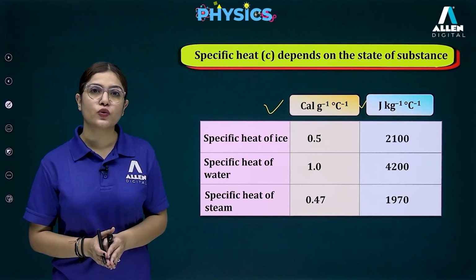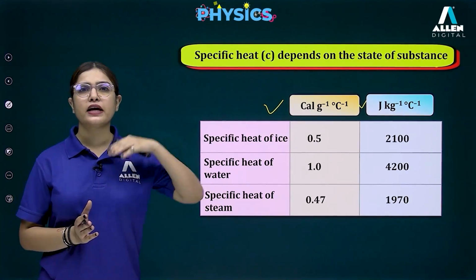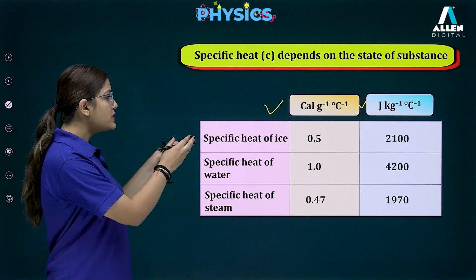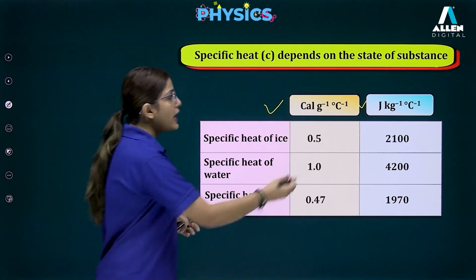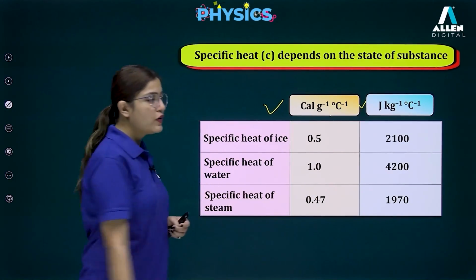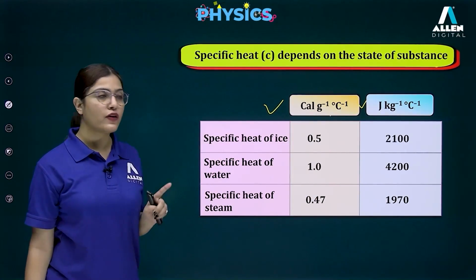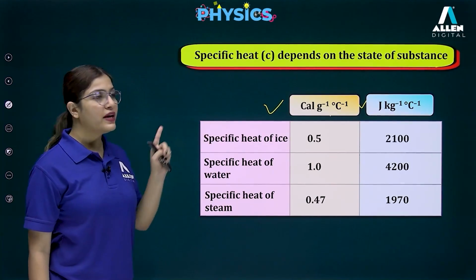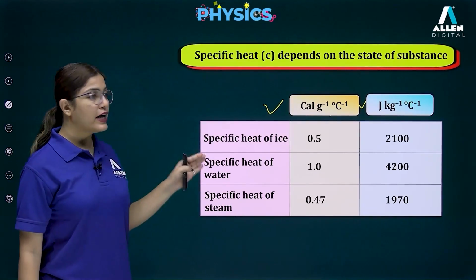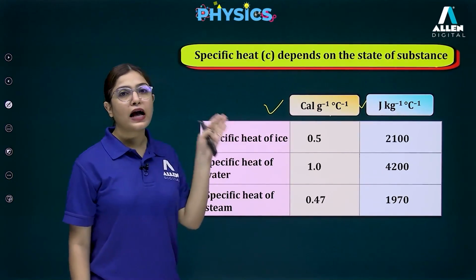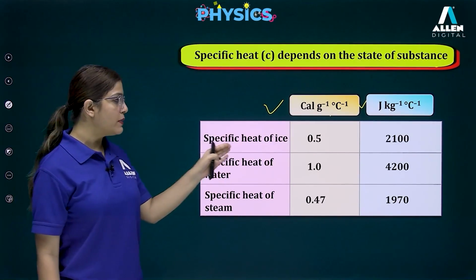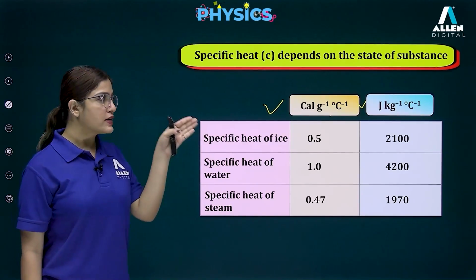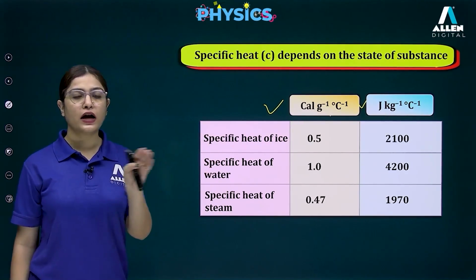It shows 2 kinds of units. It can be measured in calories, or it can be measured in joules as well. Specific heat of ice: in calorie gram inverse degree Celsius inverse, the value is 0.5. In joule kilogram inverse degree Celsius inverse, it is 2100. Specific heat of water: in calorie gram inverse degree Celsius inverse, it is 1.0, so 1. And in joule kilogram inverse degree Celsius inverse, it is 4200.